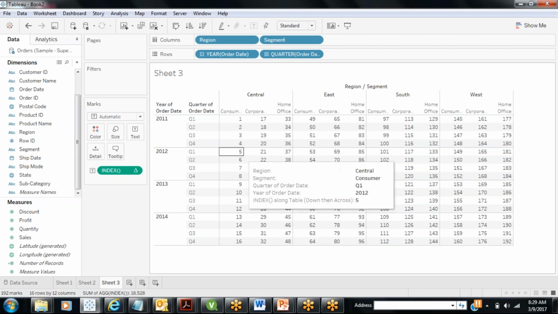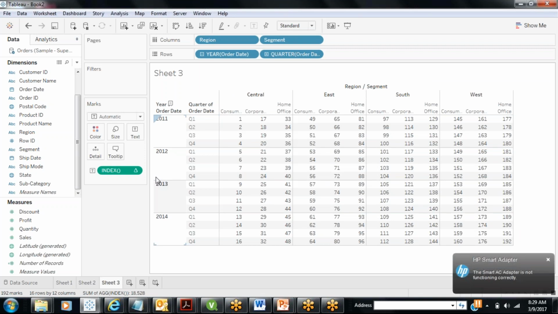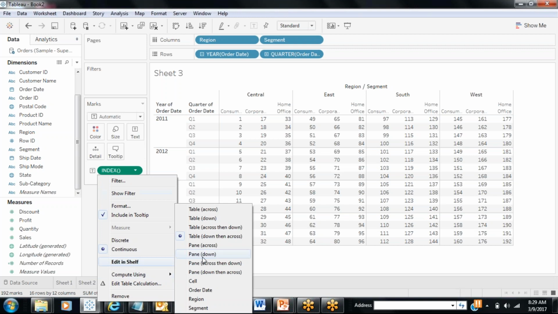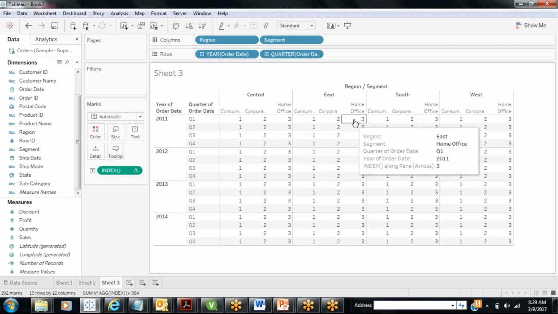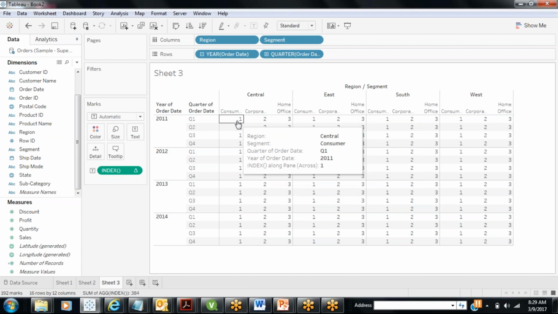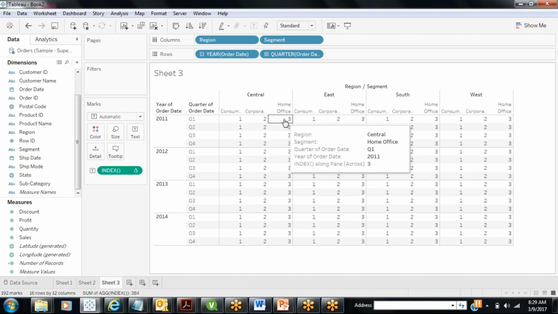So 2012 only central. This way I want to do. So then what I will do, I will go here, take this, compute using pane across. Pane across. So what will happen? 1 to 3, 1 to 3, 1 to 3, 1 to 3, because my pane's limit is here. So it is pane across. So 1 to 3. That's all.